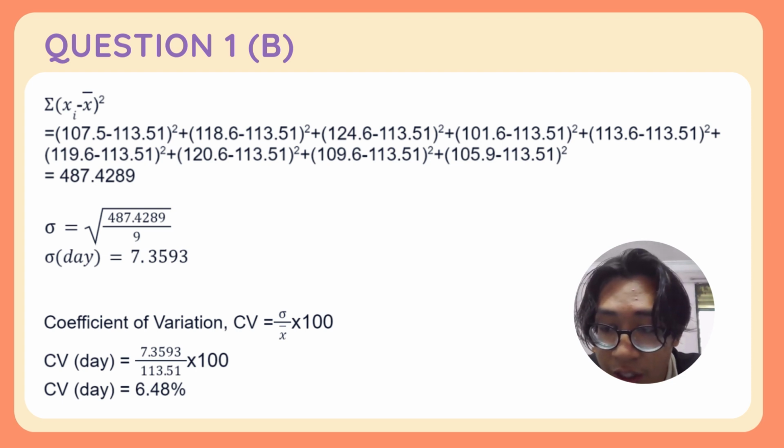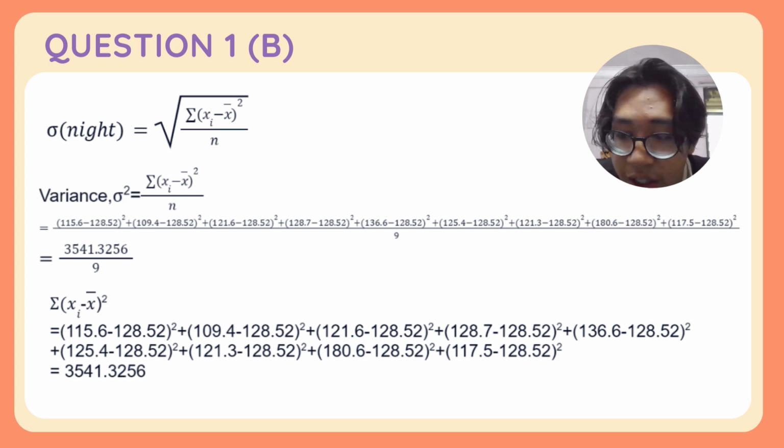For the coefficient of variation for day shift, CV equals the standard deviation of day shift, which we just got, divided by the mean value of day shift, 113.51, times 100, and we got the coefficient of variation for day shift, 6.48%. Next is the standard deviation for night shift.